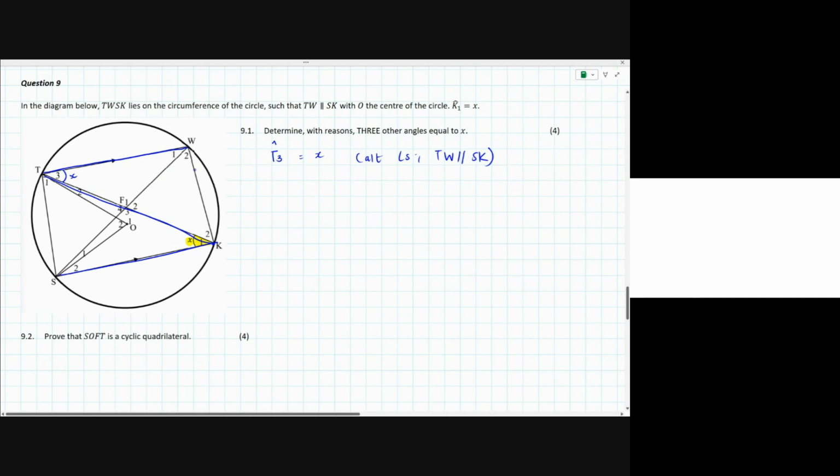W1, very nice. Angles in the same segment. If we grab another color here, here's your bow tie butterfly shape. And so yes, W1 is angle in the same segment with K1.